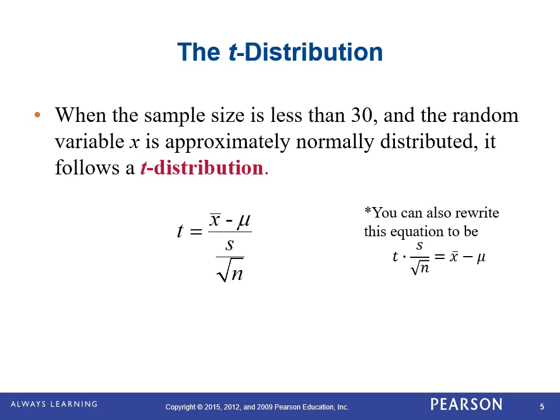Okay, the t-distribution. When the sample size is less than 30, and the random variable x is approximately normally distributed, it follows a t-distribution. Okay, so here's the formula that you see in your notes. We can also rewrite this formula to look like this, where we're doing our t times the sample standard deviation over the square root of n equals our sample mean minus our population mean. Okay, our critical values of t are denoted by t sub c.